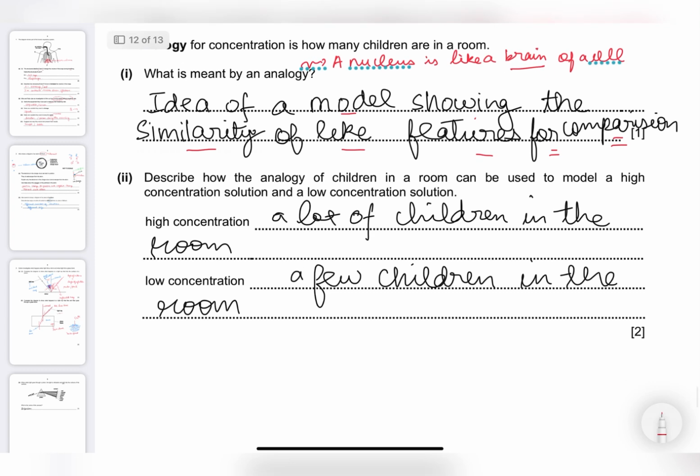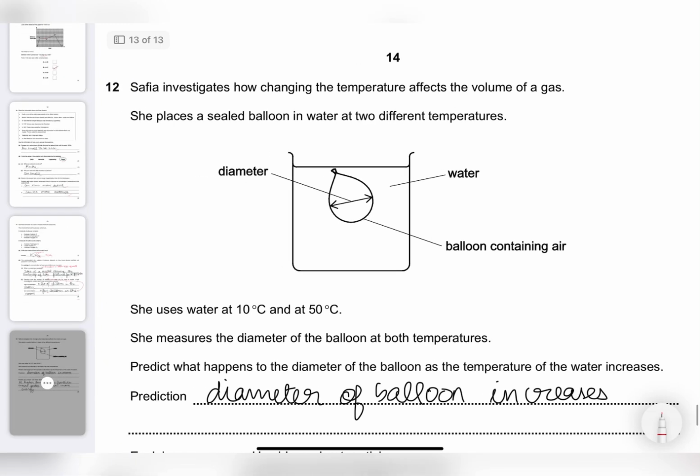Describe how the analogy of children in a room can be used to model a higher concentration solution and a lower concentration solution. We know that particles are more in a higher concentration solution, solute particles are more. So for higher concentration, I can say a lot of children in the room. And for low concentration, I can say a few children in the room, right? Because we have to direct it with the example of children in a room. That's why I've used a lot of children means high concentration, and low concentration means a few children in the room. Let us move on to the next question.